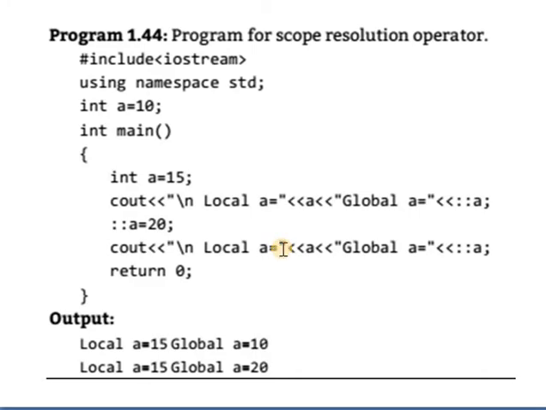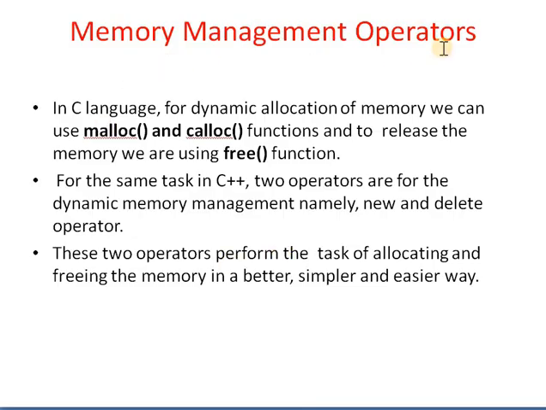Next point is the memory management operators. Memory management operator. The name itself suggests memory management for allocating and deallocating memory for a particular operation. The different operators are used in C++. Means memory management is a process of managing computer memory, assigning the memory space to programs to improve the overall system performance.